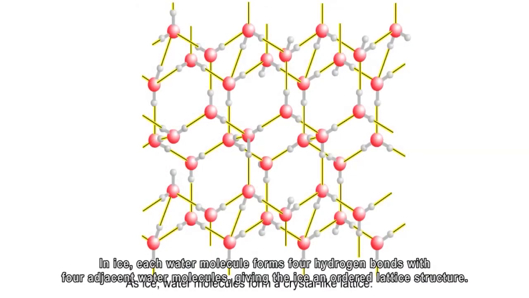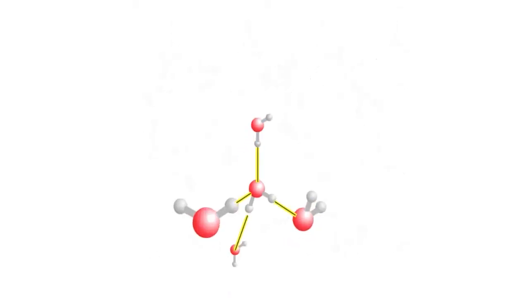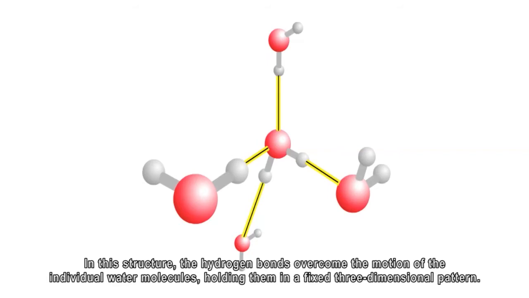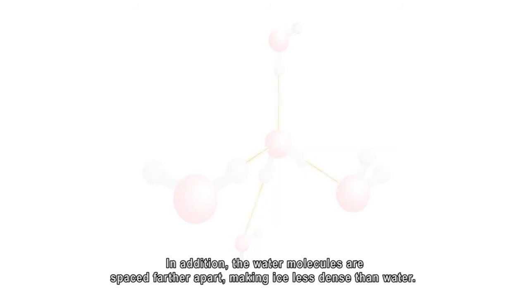In ice, each water molecule forms 4 hydrogen bonds with 4 adjacent water molecules, giving the ice an ordered lattice structure. In this structure, the hydrogen bonds overcome the motion of the individual water molecules, holding them in a fixed 3-dimensional pattern. In addition, the water molecules are spaced farther apart, making ice less dense than water.